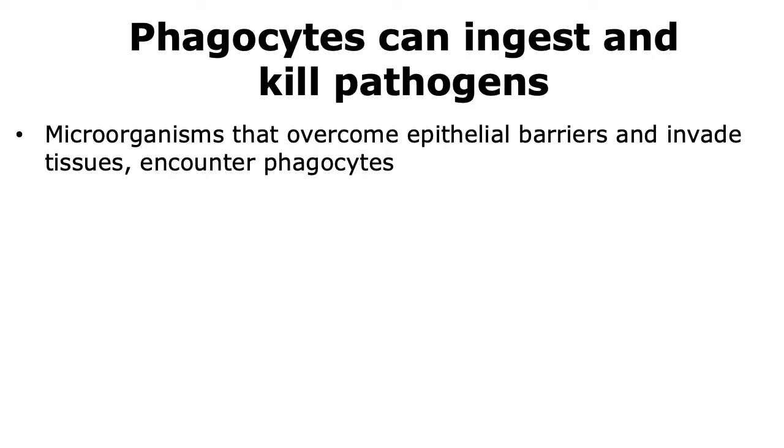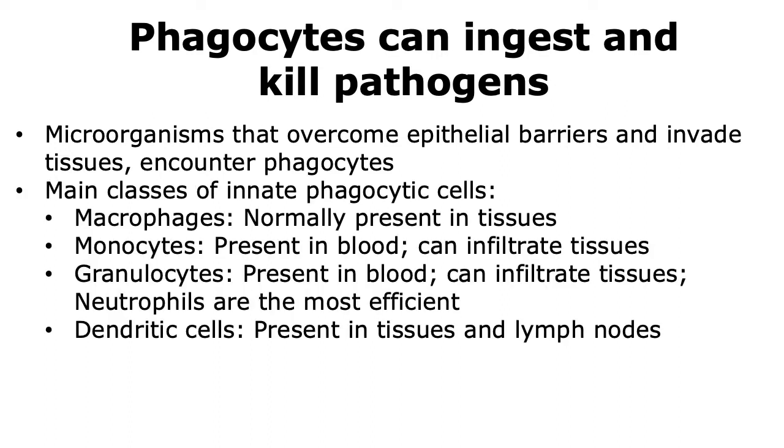Let us now revise the different phagocytes that can ingest and kill pathogens. Now, as we learned in the past, microorganisms are able to colonize the host because they're able to overcome epithelial barriers and invade tissues. And when that happens, they can encounter phagocytes or some innate immune cells. The main classes of innate phagocytic cells are the macrophages, monocytes, granulocytes, and dendritic cells. We looked at all of these populations in the first chapter, so we're going to revise them in the next set of slides.